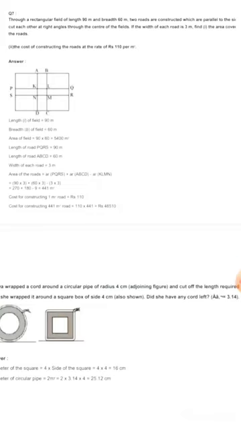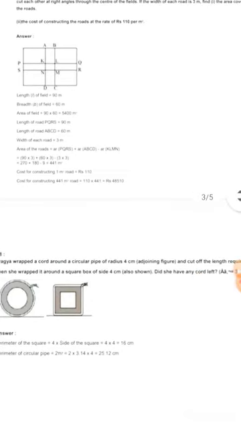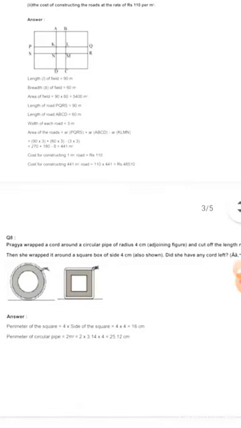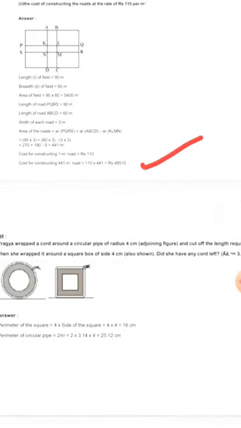Here the length of the road is given, and the width is also given, so you can find the area by applying the formula. The area of the roads you can find as we did in the previous one: the area of both the roads, subtract the crossing of the road, so you will get the area. Now the cost of constructing is given, which is 110 per meter square. So you can find it for 441 meter square by multiplying that, and you will get the answer.